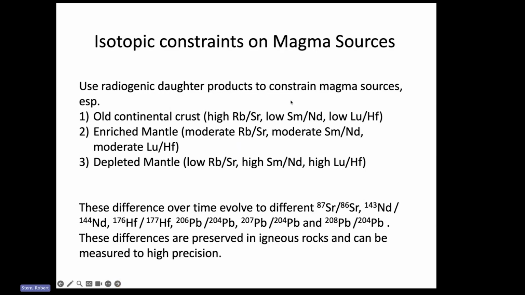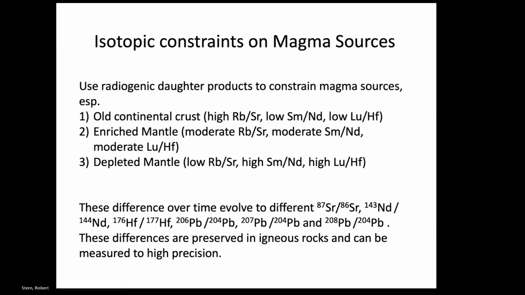We can look at three big examples of magma sources: old continental crust, like remelting a craton. Old continental crust has high rubidium-strontium, low samarium-neodymium, and low lutetium-hafnium. So the isotopic compositions of strontium, neodymium, and hafnium will evolve to reflect that, and the magmas that come from them.